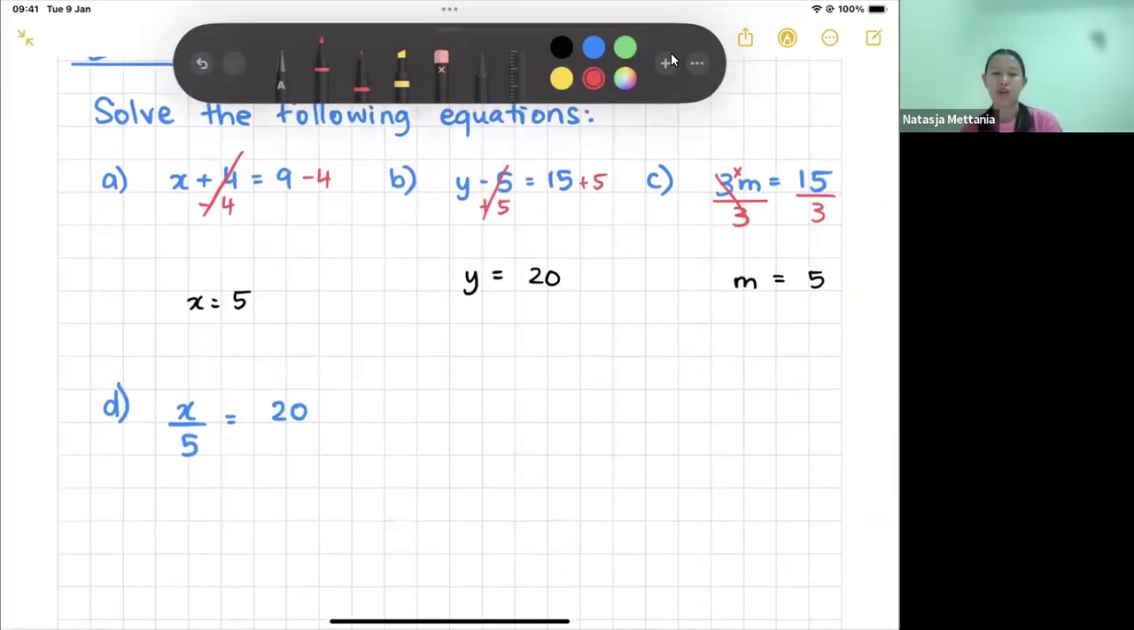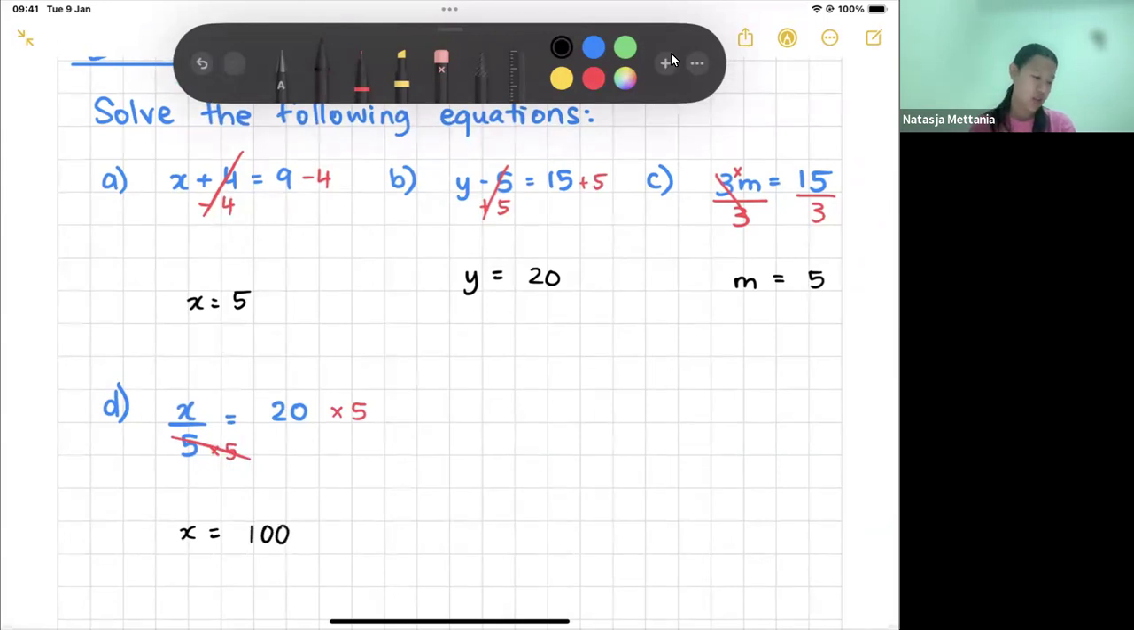x over 5 equals 20. That line there, that fraction line, means divide. So that means if I want to get rid of this 5, I need to multiply by 5 on one side and multiply by 5 on the other. These will cancel out. I'm left with x on the left-hand side, and it should equal 100.